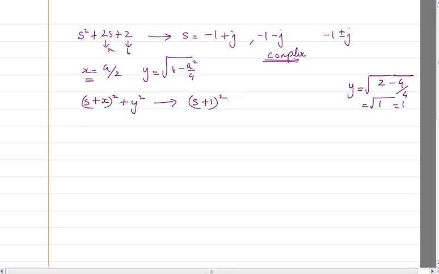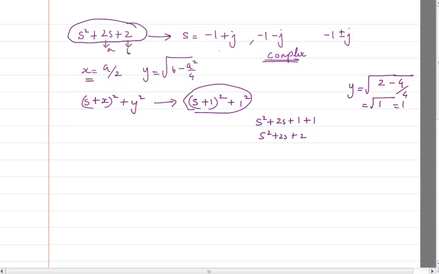So I can write this as plus 1 square. You see, if I am going to expand this, it will be s square plus 2s plus 1 plus 1 square, which is 1, which gives me exactly s square plus 2s plus 2. Okay, so see, I have written this quadratic in this form.